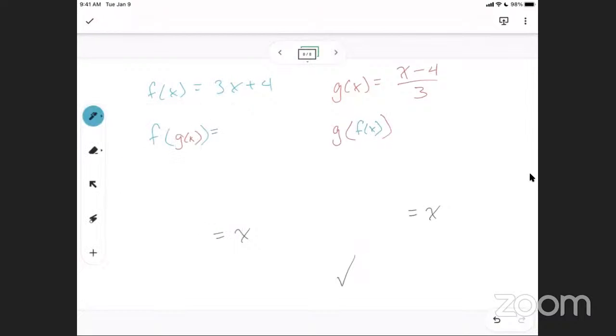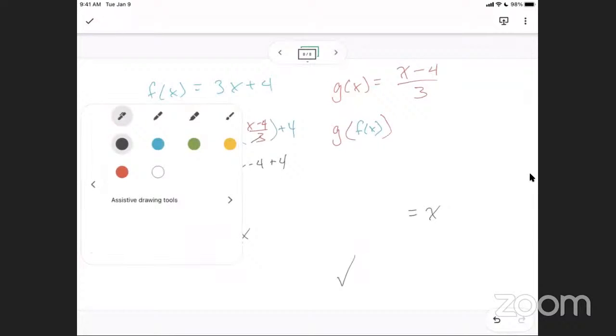So this is 3 times that plus 4. I'm going to plug in the red, x minus 4 over 3. Notice what happens. What happens to the 3's here? They cancel. The 3's cancel. And so do the 4s too. You get x minus 4 plus 4. Oh, hey, that equals x. How nice.